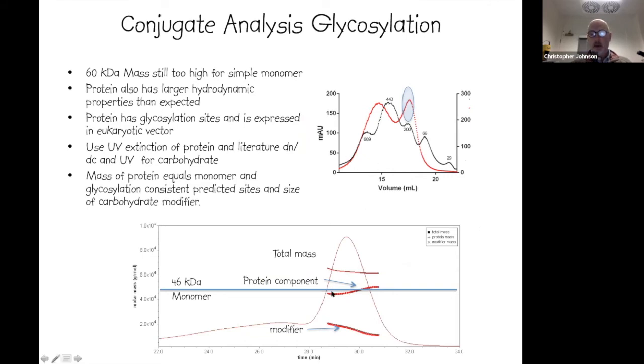So doing that, we're able to determine the contribution of the protein component here, and you can see it's very close to the mass of the monomer expected. This is the mass of the modifier on the particle, and then this is the total mass here, corresponding to our initial observation of around 60 kilodaltons.